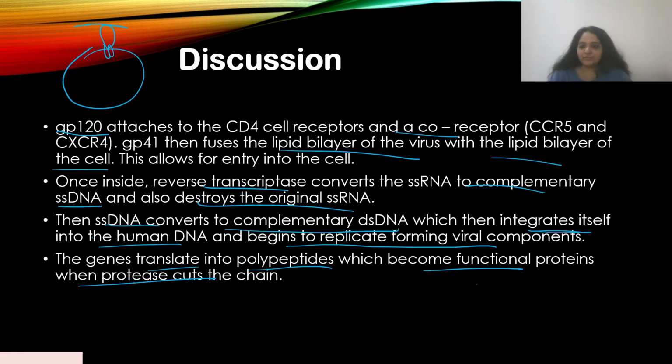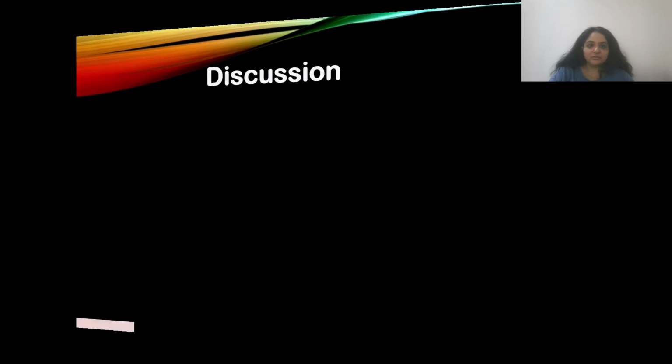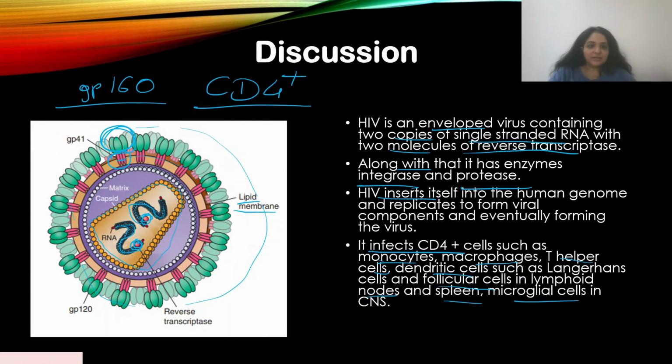P24 is a capsid. Okay, let me go back to the diagram. Yeah, the capsid over here that you see, that's P24. Then there is P7 and there's P17. Okay, these are different proteins. Don't go into all these details, don't worry about all that. But these are different proteins. Now it has just formed all these different proteins.